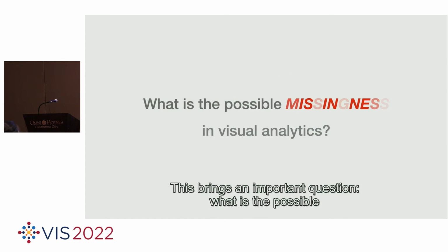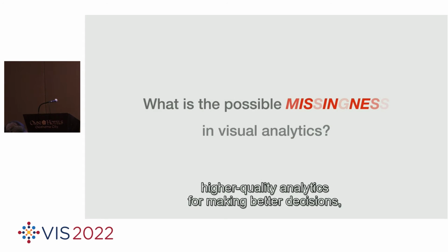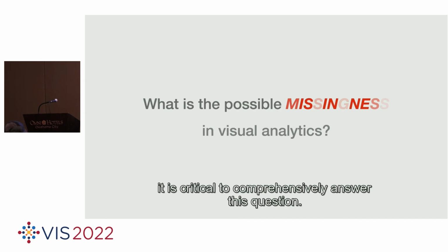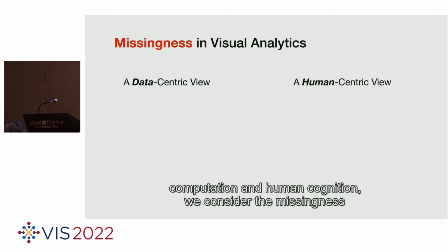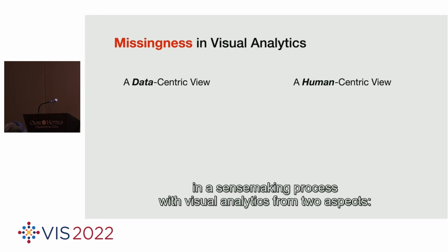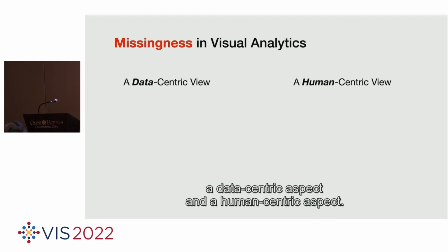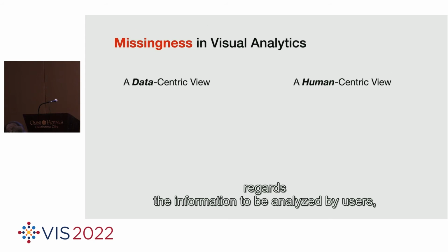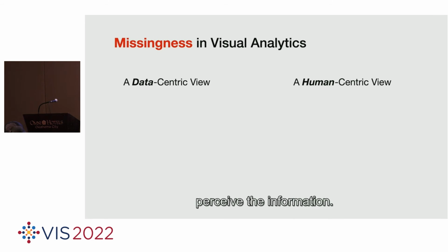This brings an important question: what is the possible missingness in visual analytics? To achieve a higher quality analytics for making better decisions, it is critical to comprehensively answer this question. As there are two key parties in visual analytics, computation and human cognition, we consider the missingness in the sense-making process with visual analytics from two aspects, a data-centric aspect and a human-centric aspect. The data-centric aspect regards the information to be analyzed by users, and the human-centric aspect highlights how users perceive the information.